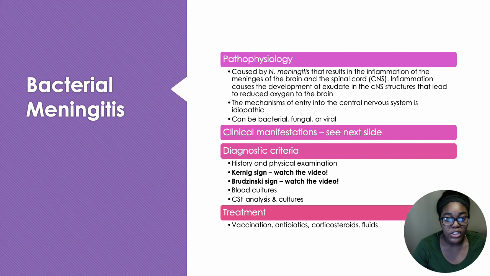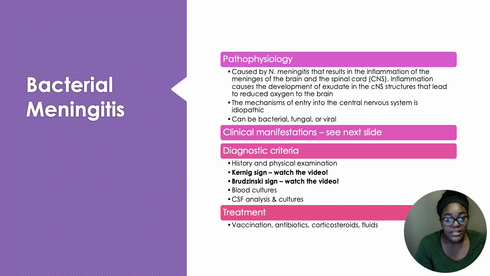You see that inflammation that causes the development of fluid or exudate in the central nervous system, and that swelling and that exudate can block oxygen, which is needed to perfuse the brain. So when you have reduced oxygen to the brain, you'll see a lot of neurological signs and symptoms, which we'll go over in a few minutes. Now, the mechanism of entry into the central nervous system is unknown, so we'll call this an idiopathic etiology. As far as your diagnostic criteria, you have to be diagnosed by a healthcare provider, history and physical.